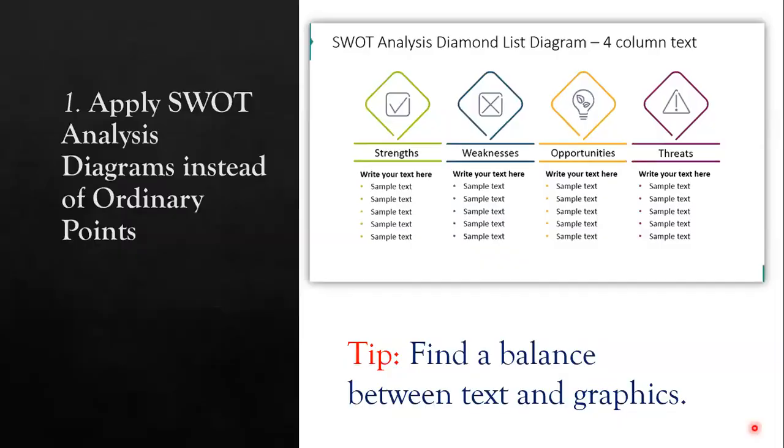Take notes. Number 1, the first one. Apply SWOT analysis diagrams instead of ordinary points. Pay attention that it's saying diagrams in plural. Why? Because the way you present a SWOT analysis can be different. You don't have to use the typical ordinary points, like, okay, strengths, and then 1, 2, 3, 4, 5, weaknesses, and then you list the weaknesses.